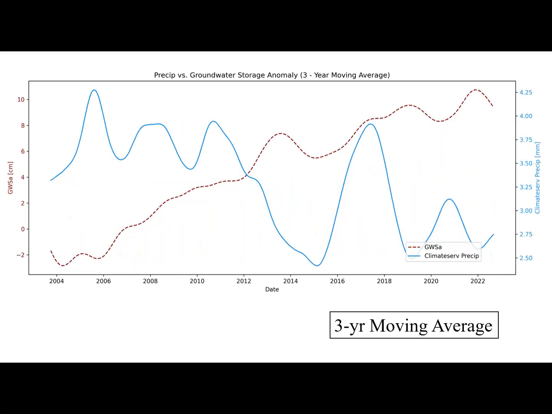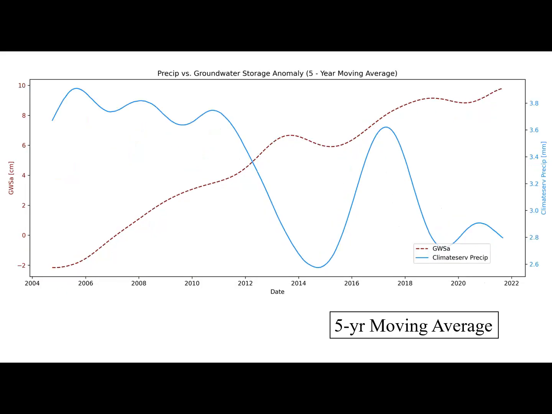this one is really interesting. I don't see a strong correlation between precipitation and groundwater in the nation of Haiti, which is rather unique. In most places there's a pretty significant correlation, and for whatever reason, I don't see that. This is the 3-year moving average. This is the 5-year moving average. So again, it doesn't seem highly correlated.